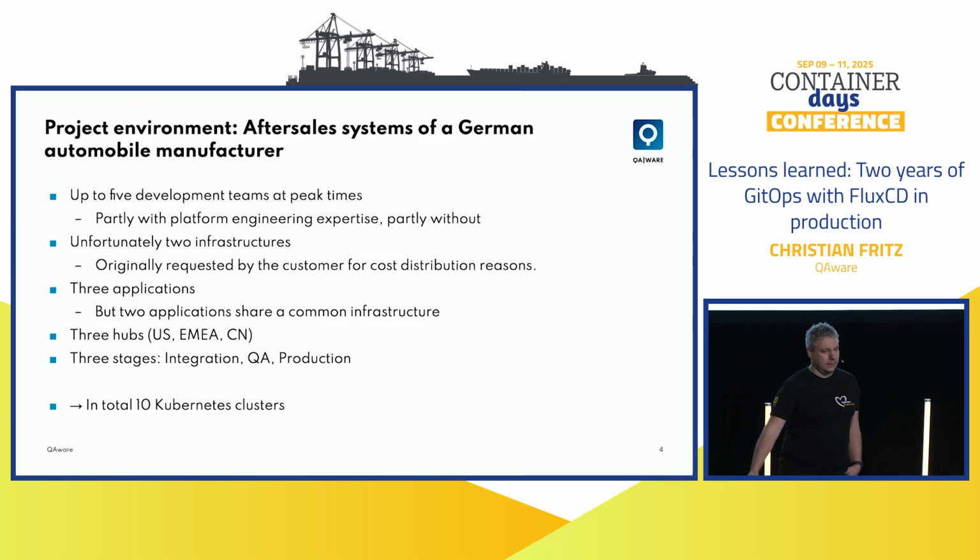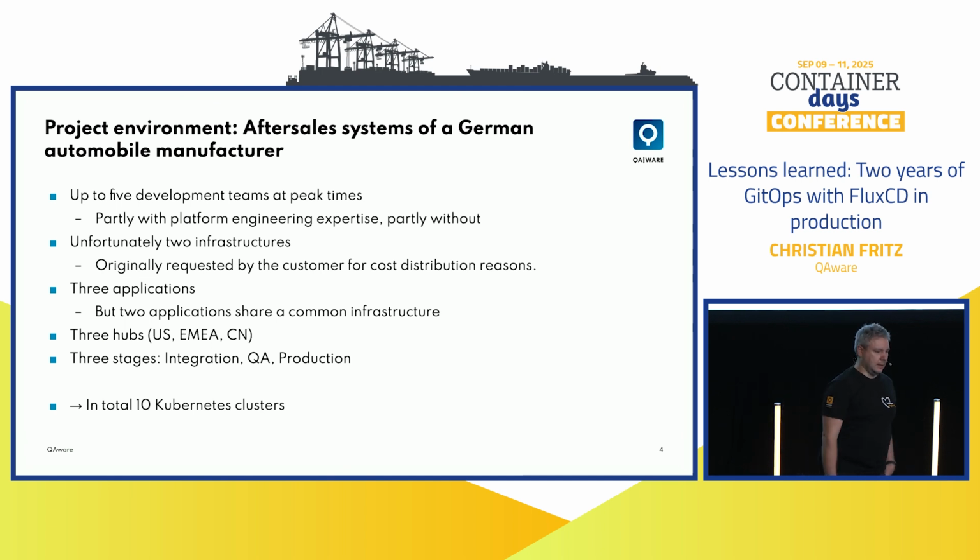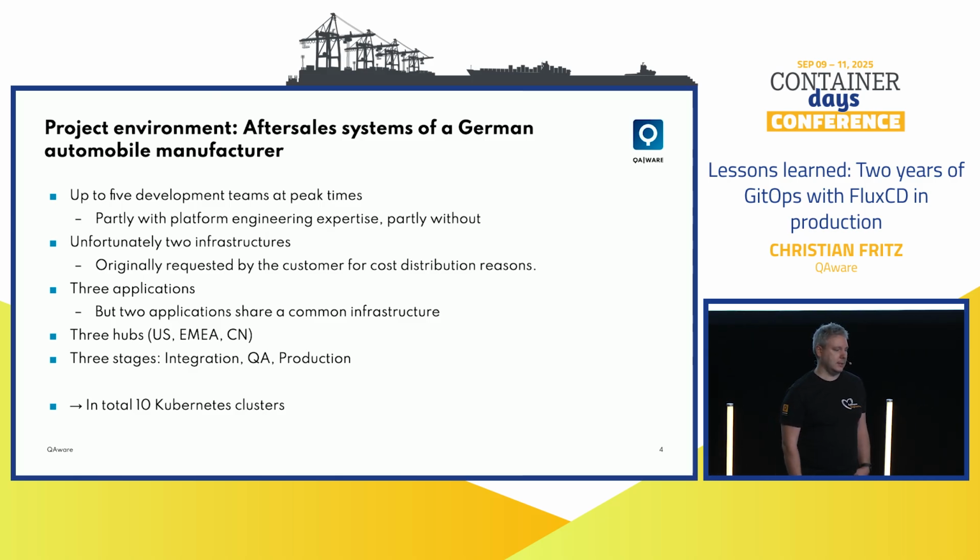Then we have 3 applications, and we have 3 hubs, one in the US, one in Europe, Middle East, and one in China. And of course, we have 3 stages: 1 integration, which is our test environment, 1 QA, and 1 production. In total, we have 10 Kubernetes clusters. So we are a small team, and of course, our development teams who build the application also run the Kubernetes clusters.